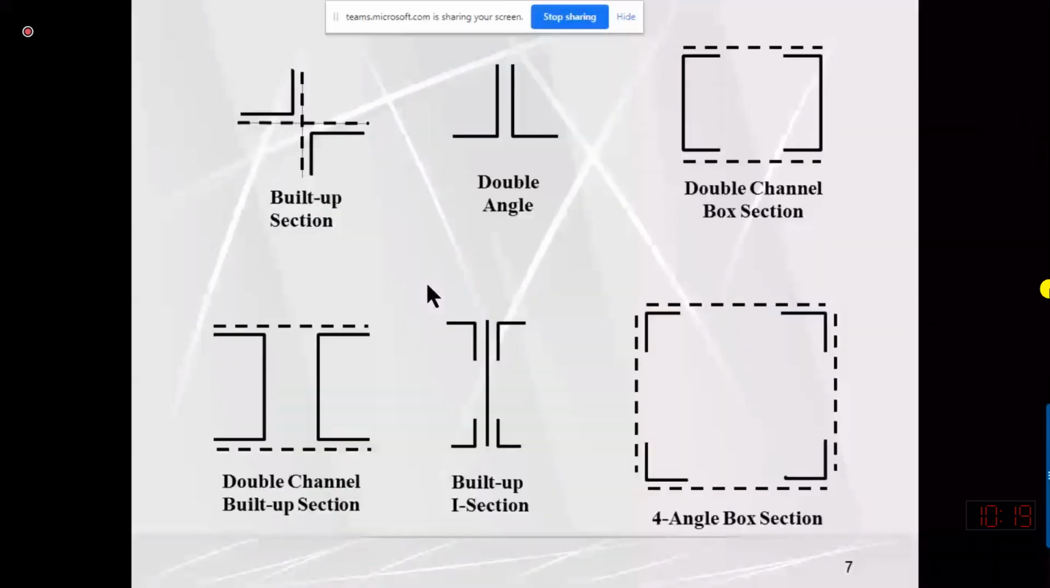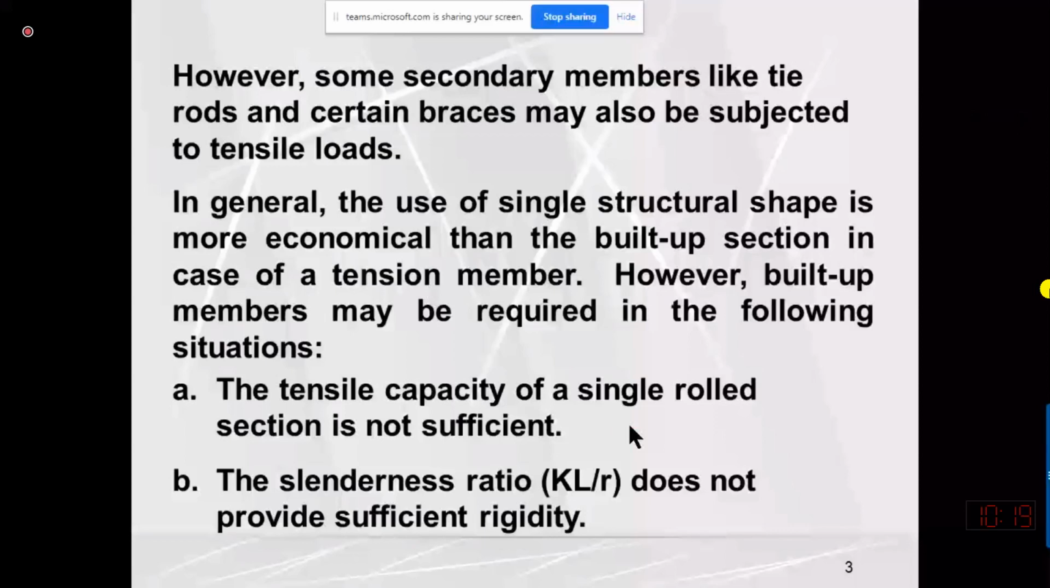The number one reason may be that the tensile capacity of a single rolled section is not sufficient. For example, I may need a channel section whose area should be equal to 200 millimeters square. But in the market, no section is available whose area is 200. Rather, a heavy section is available whose area is 300 millimeters square. I will not select 300 millimeters square because that is more than my requirement. Although it will be safe, it will be uneconomical.